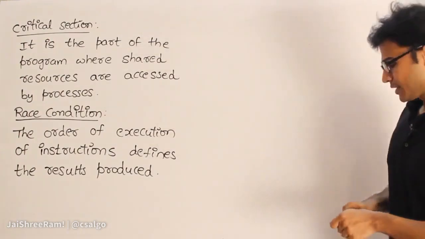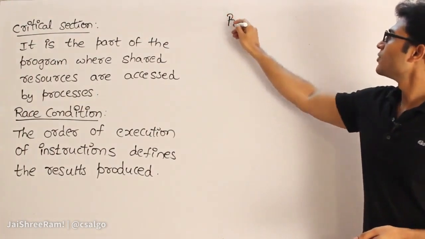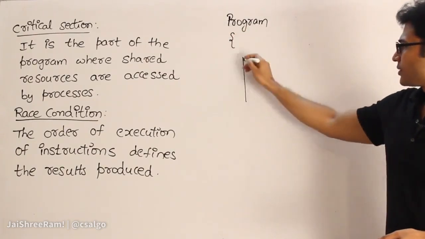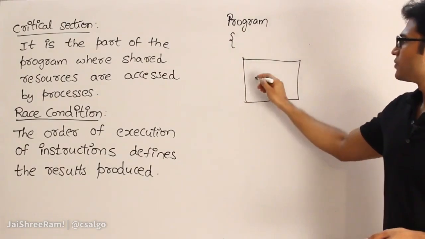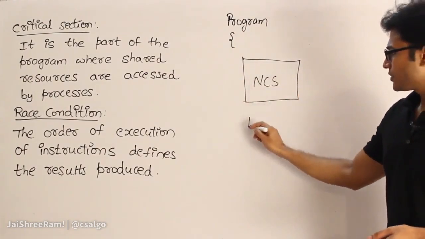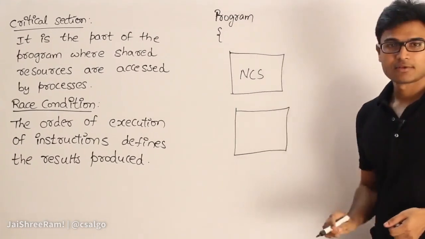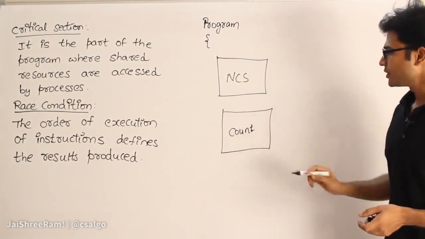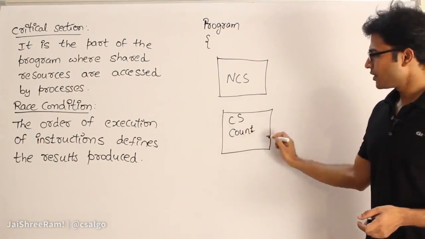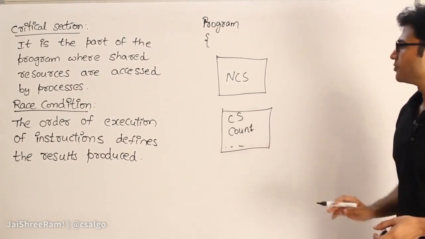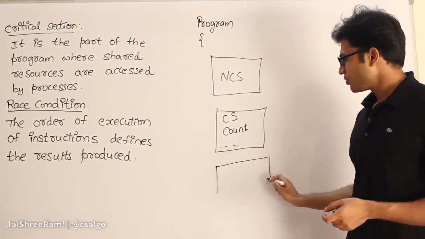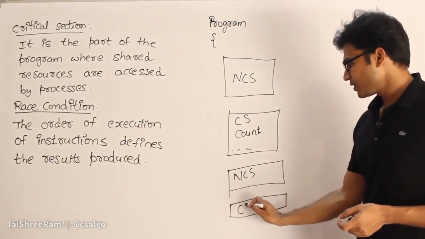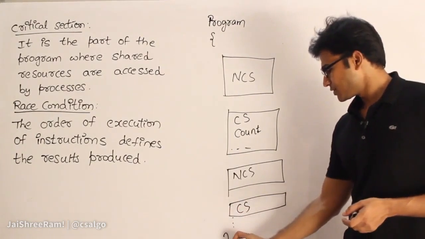If you write any program, that program will contain some part where no critical resource will be used, and that is called as non-critical section, right? And for some part maybe you'll use the shared variables, for example count plus plus, count minus minus. This is called as critical section, wherever you are using the shared variables. And then again there will be some part where you don't use it, that is called non-critical section. And again there will be some part where you use shared resources, that is called critical section.